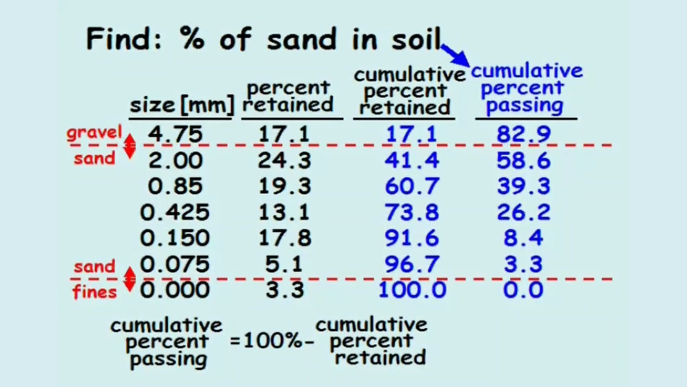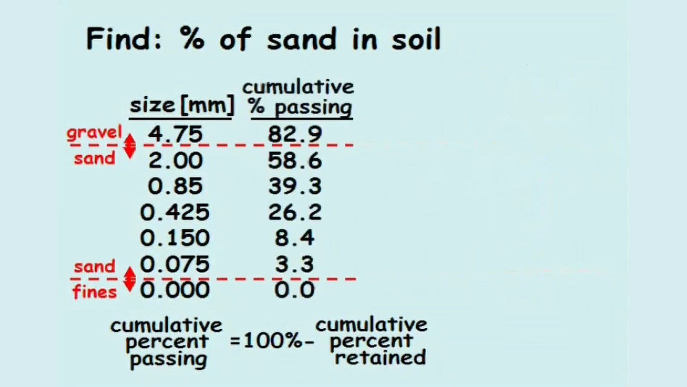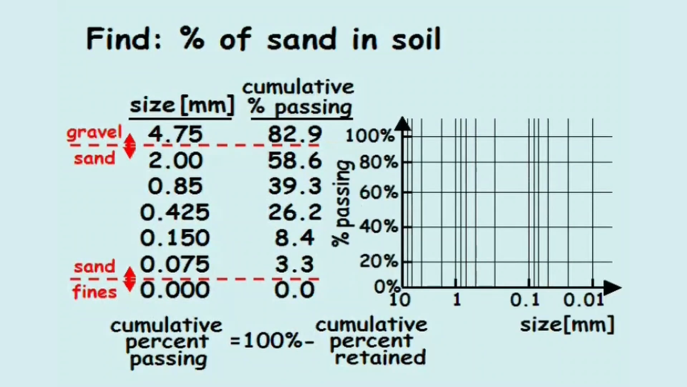We preserve the data we need for the plot, namely the sieve size and the cumulative percent passing. The semi-log plot is set, and we plot our points for the number 4 sieve, the number 10, 20, 40, 100, and 200. A line is drawn to connect the data points.